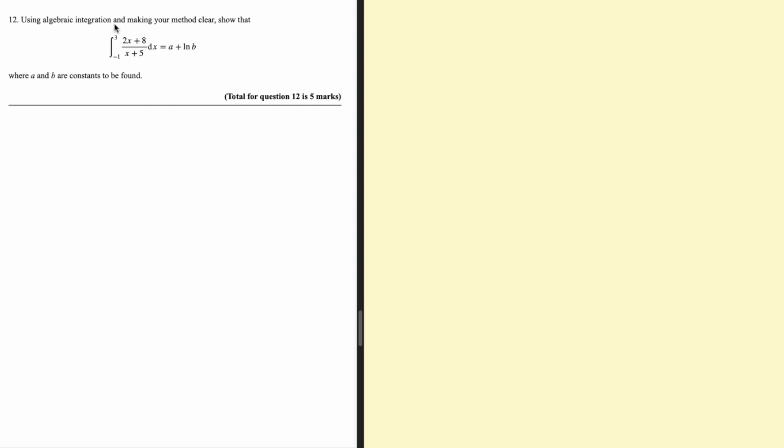Question 12 says, using algebraic integration and making your method clear, show that the integral of (2x plus 8) over (x plus 5) from negative 1 to 3 equals a log b, where a and b are constants to be found. So firstly, I'm just going to have a look at this expression, 2x plus 8 over x plus 5.